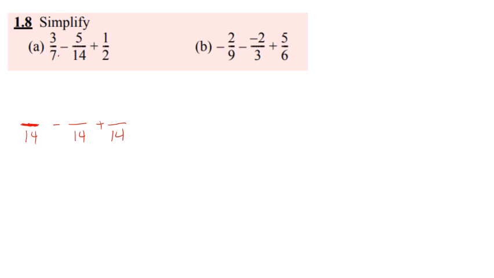7 times 2 is 14, so I'm going to multiply the 3 by 2, which is 6. 14 times 1 is 14, multiplied by 5 by 1, which is 5. And 2 times 7 is 14, so 1 times 7 is 7. And then this one is 6 minus 5 is 1, 1 plus 7 is 8, 8 over 14, reduced by 2, and you get 4 over 7.